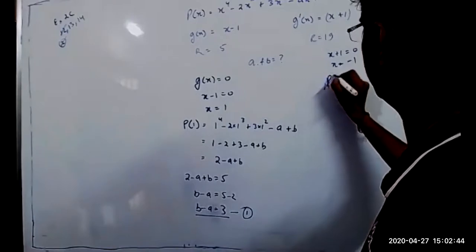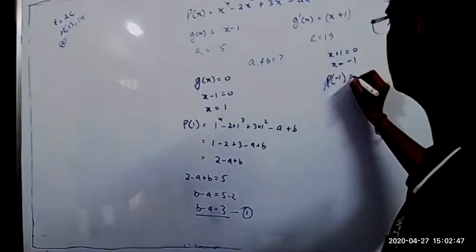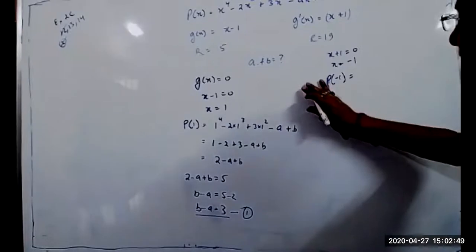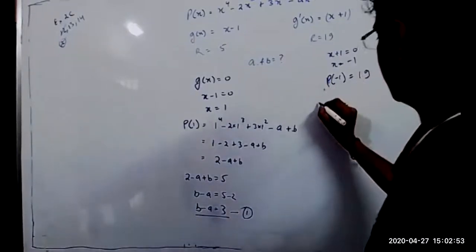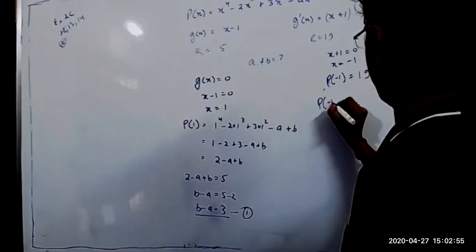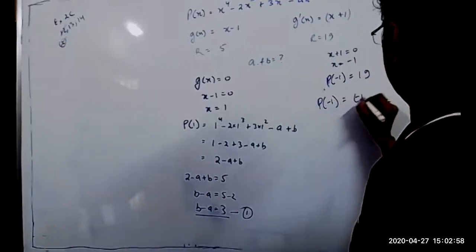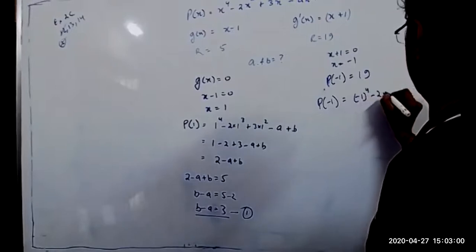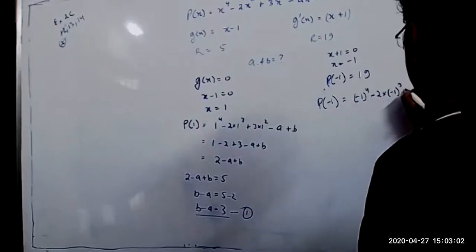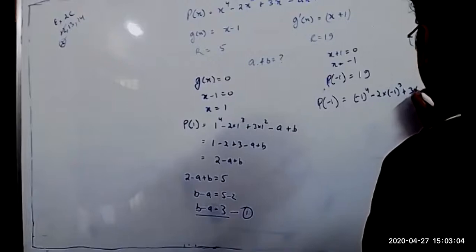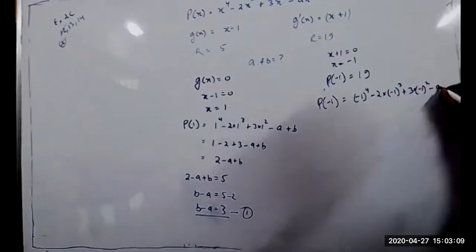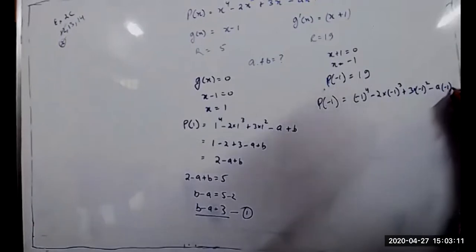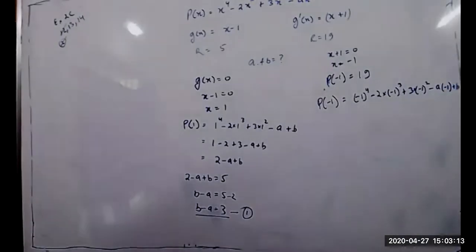Yes, sir. So now what we have to do? p(minus 1) should be equal to what? Tell me, p(minus 1) equals what? 19, sir. Yes, correct. So we'll replace minus 1 to the power 4, minus 2 into minus 1 cubed, plus 3 into minus 1 squared, by substituting, minus a into minus 1 plus b. Correct? Anything wrong which I did?